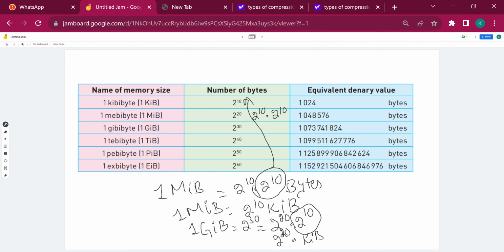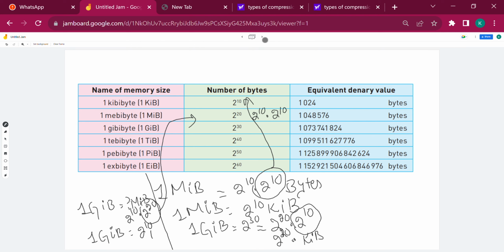And if you want to check how many mebibytes are there, it's very easy again. This is 1 gibibyte and I need to convert it into mebibytes. So how am I going to go about it? I'm going to write the same thing, 2 power 10 dot 2 power 10, and replace this thing with mebibytes. So 1 gibibyte is equal to 2 power 10 mebibytes.